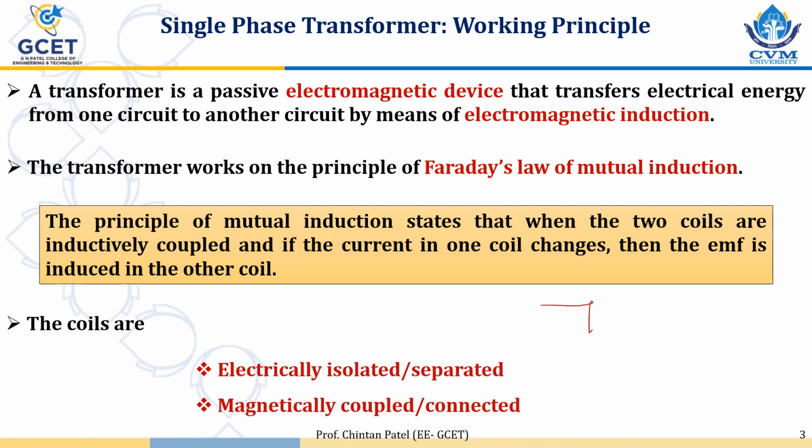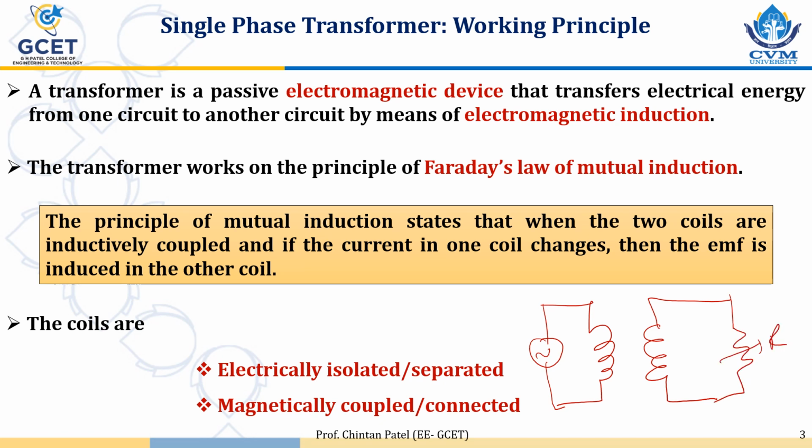For example, there is a coil 1 and here there is a coil 2. So if we connect a source here and we connect load here, these two coils are electrically isolated or separated. That means when current flows through the primary winding, which is connected across source, this is primary winding, this is secondary winding. Secondary winding is connected across load. Load can be anything. It may be resistance or any device like motor, lamp, or any other electrical equipment.